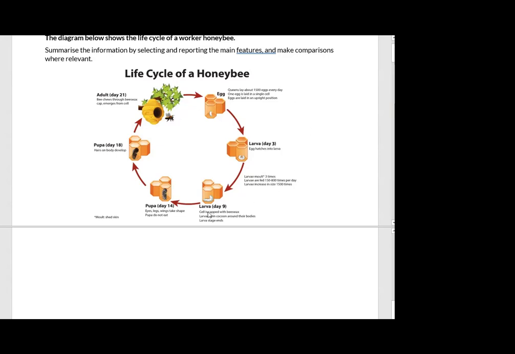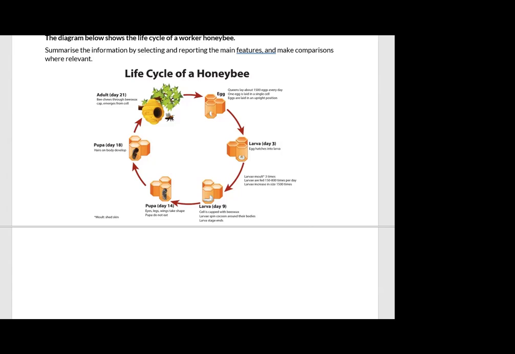But then how would you group this? Because you're not going to do 6 body paragraphs. How would you group this stuff together into maybe, let's say, 2 body paragraphs if you can do it? We can say from egg to larva, or egg to pupa, and pupa to adult.